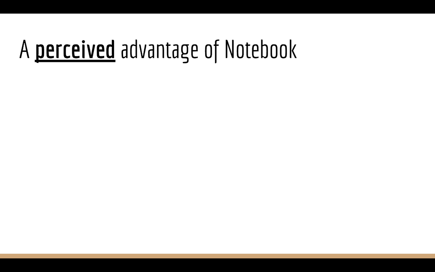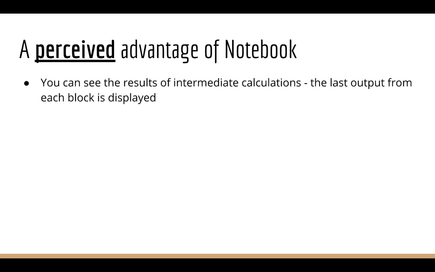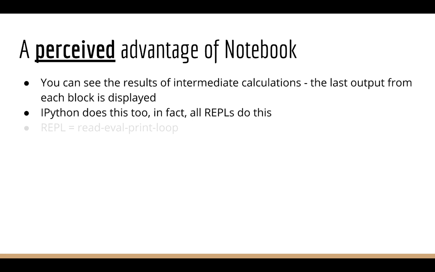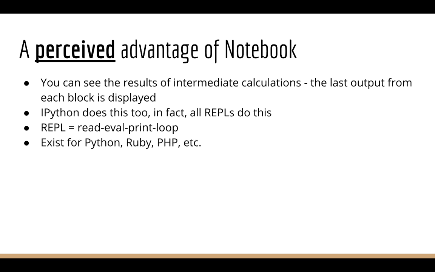I think one perceived advantage of Jupyter Notebook is that you can see the results of intermediate calculations. However, this is merely a perceived advantage and not a real advantage, because you can do the exact same thing even when you're not inside Notebook. Firstly, as I'm sure you've seen by now, IPython also prints out the results after you enter a command. IPython is called a REPL, which stands for Read Eval Print Loop. And that's generally what they all do, no matter what language you're in. So whether that's Python, Ruby, PHP, or any other language. The key word here is print.